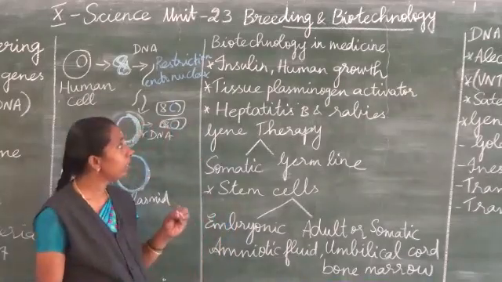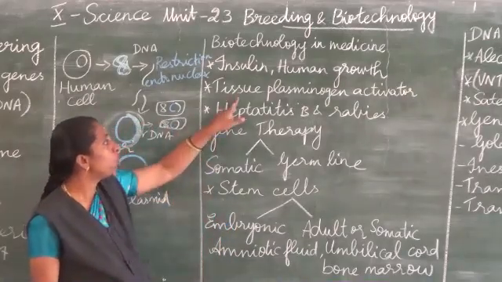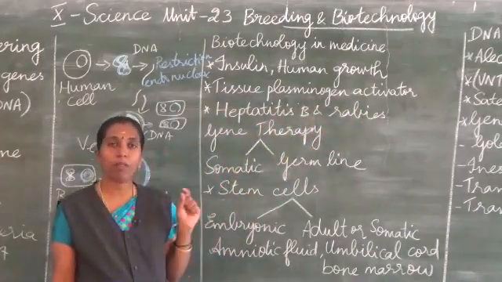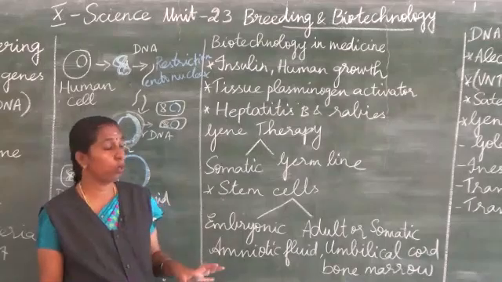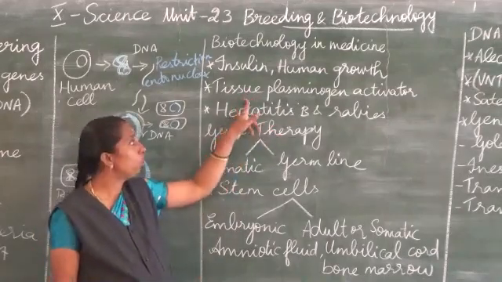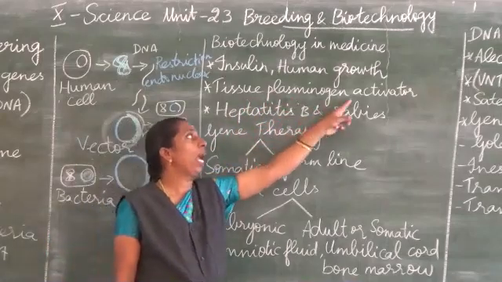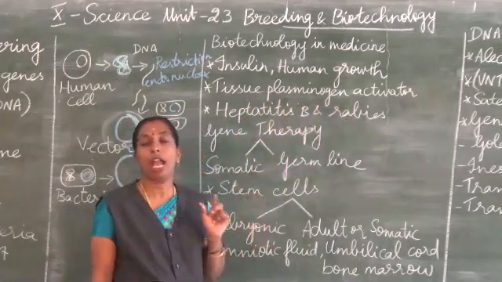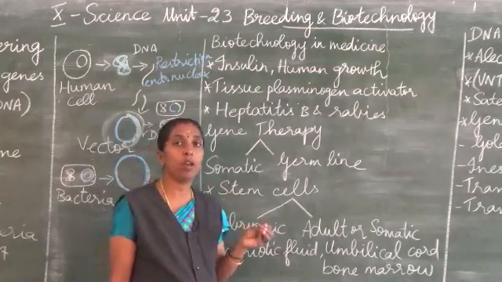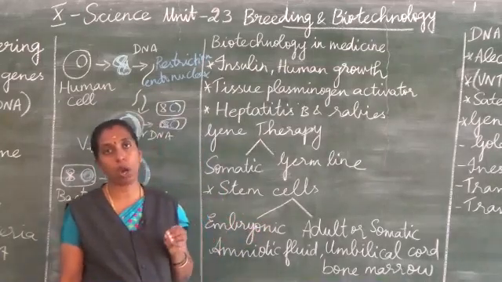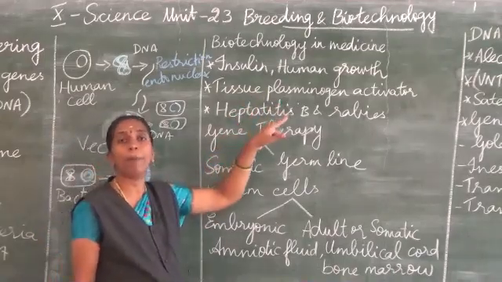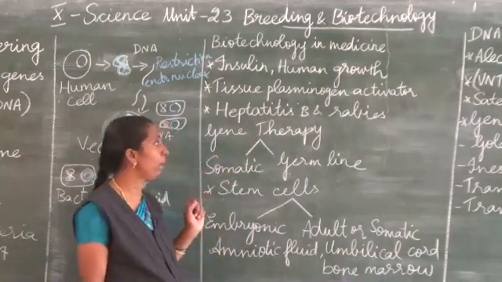Apart from that, tissue plasminogen activator is produced. What is tissue plasminogen activator? It is a protein, which is used to dissolve blood clots. For that this protein is used. This protein can be produced using biotechnology principles.